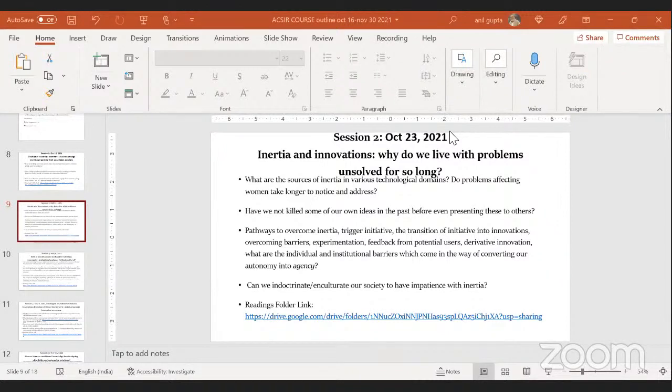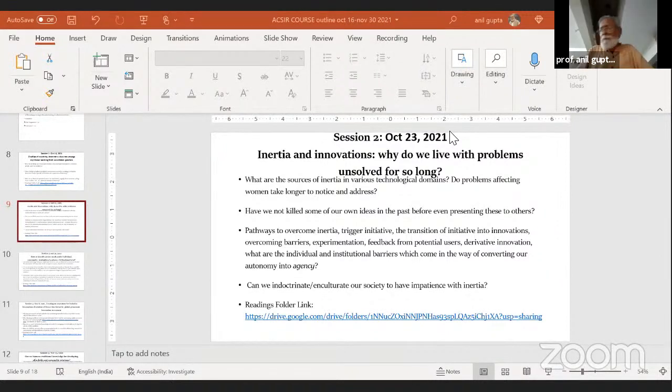But I would like you to bring some examples and, if possible, some explanation of why inertia persists and how we can overcome it. All right? If you have any other suggestions, please send a mail to us, or to Ashwini, to Anamika, to me, and we'll be very happy to make some mid-course correction.